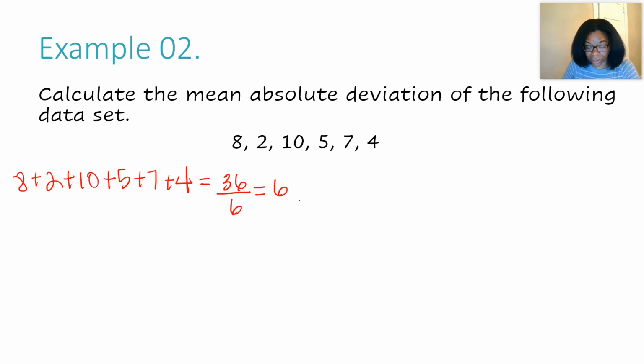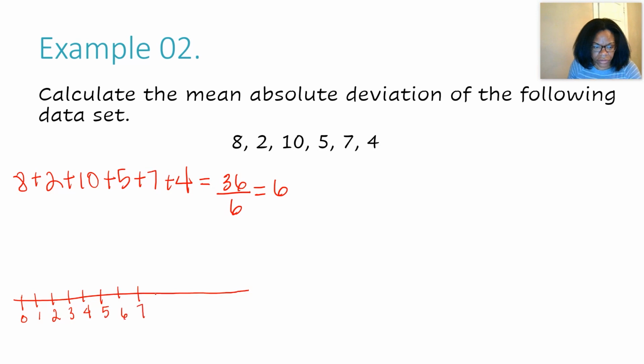We don't need to calculate the regular mean. We need to calculate the mean absolute deviation. So we need to take a few more steps. The next steps we need to take are to calculate the distance that each of these data points is from 6. So I'm going to draw the number line again, just to give you a visual. I see that my smallest number is 2, so I'm going to start at 0 and then 1, 2, 3, 4, 5, 6, 7, 8, 9, and 10.